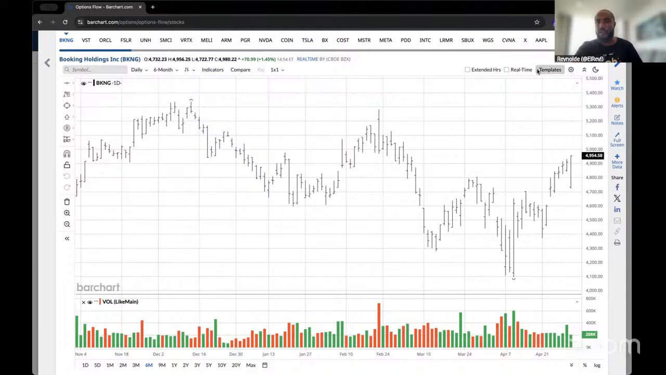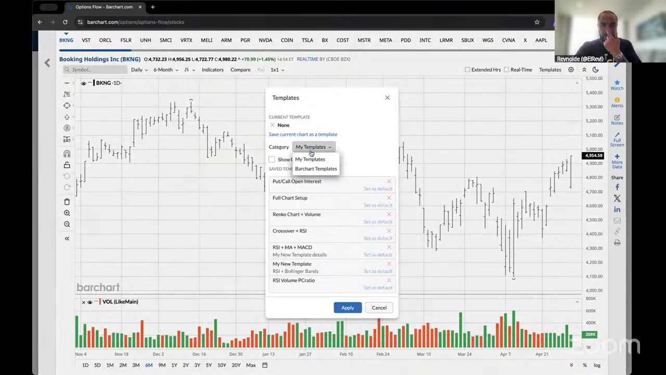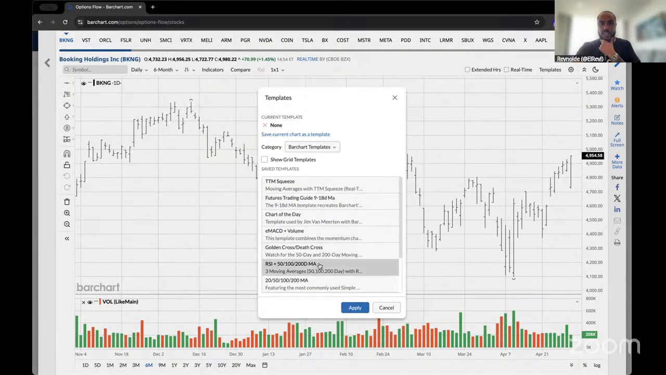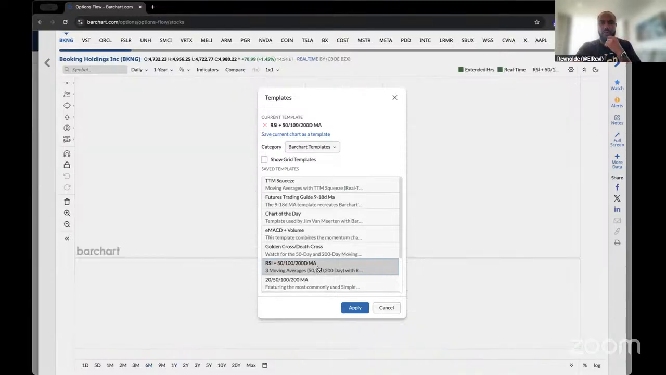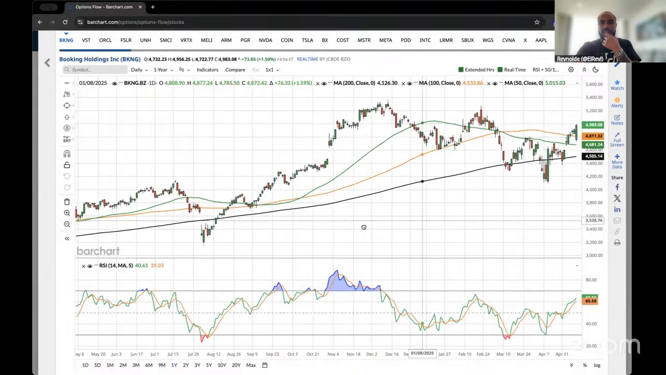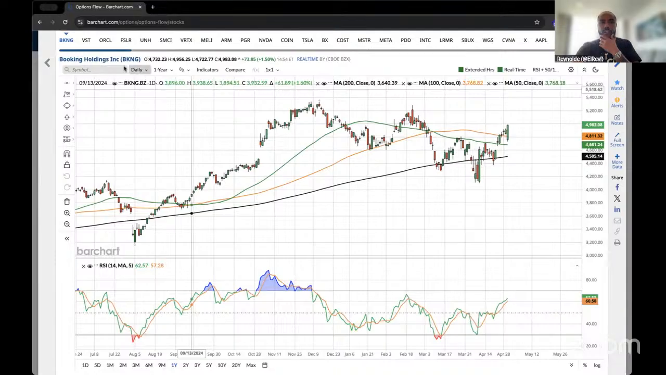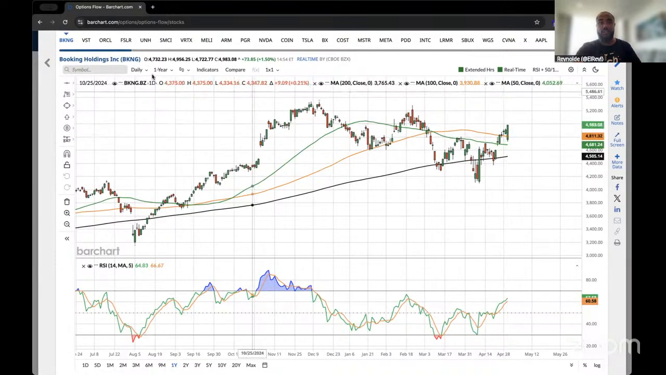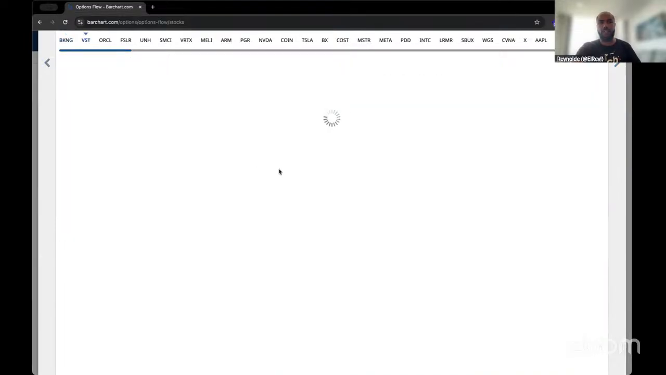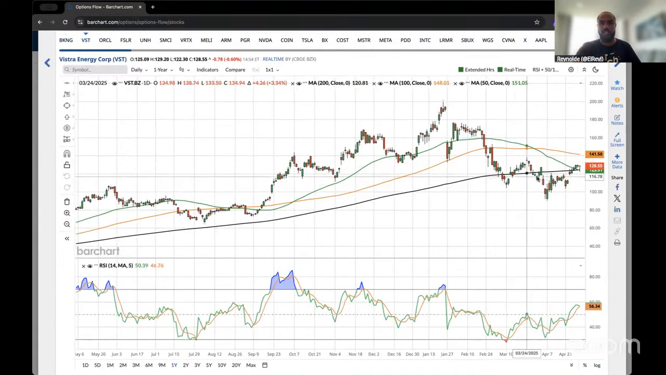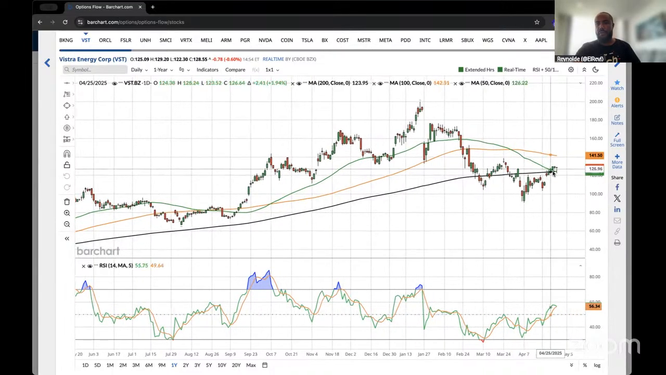You can also set up your own templates. Barchart has preset templates here. Let's look at RSI and moving averages. So we can see here that they're trading calls on Booking, which has obviously been stellar for them. They were trading puts on this ticker, Vistra Energy. So I guess they're looking for this RSI to kind of turn down. Maybe they're looking at the 50 here, so they're assuming that this death cross could be bearish here.